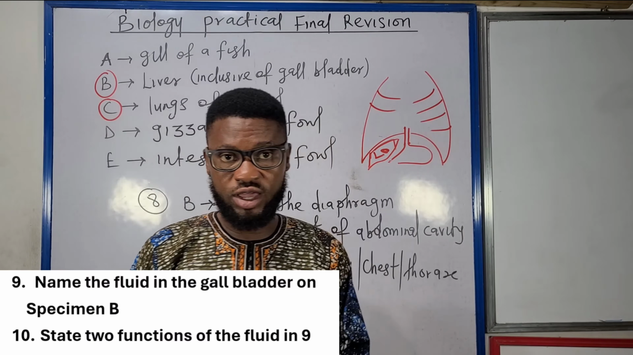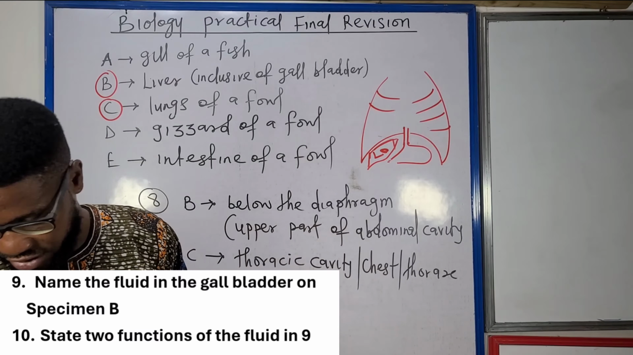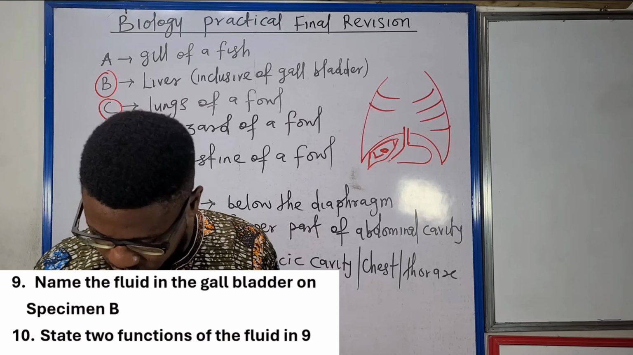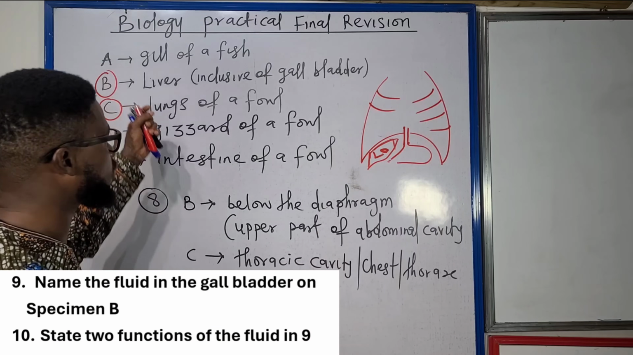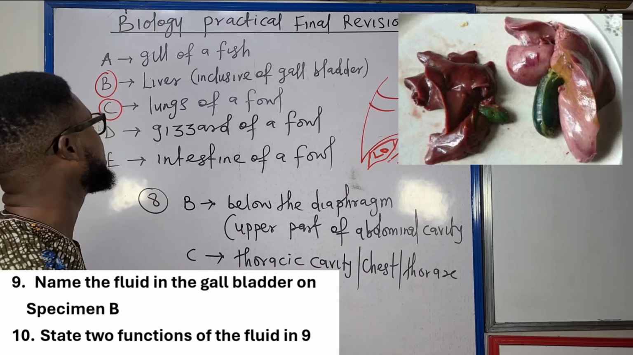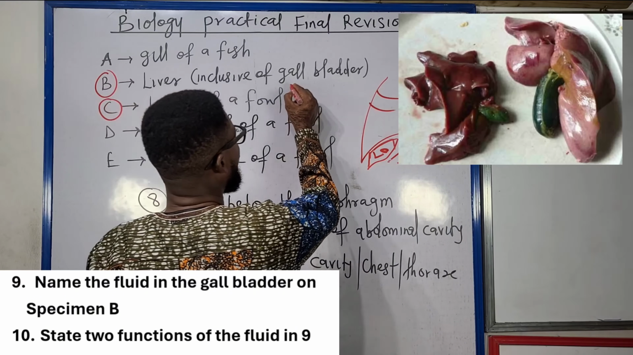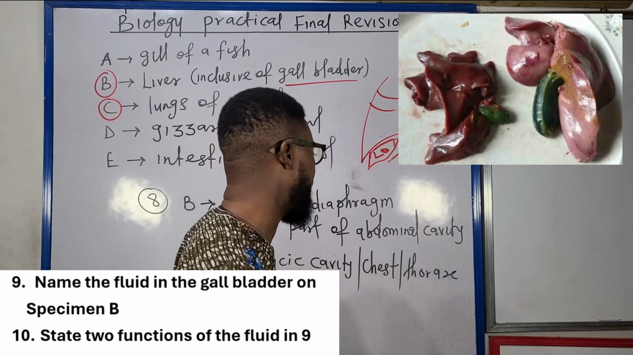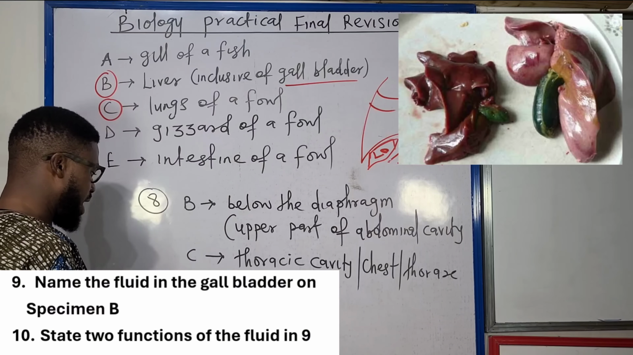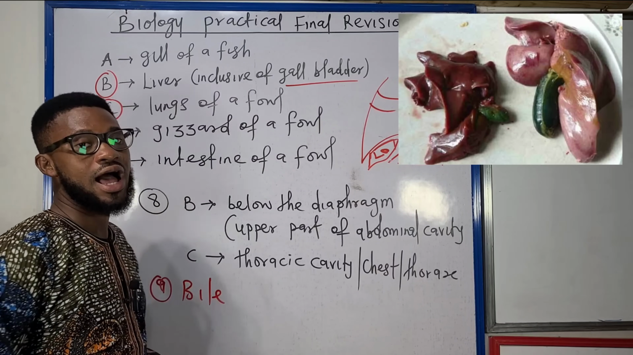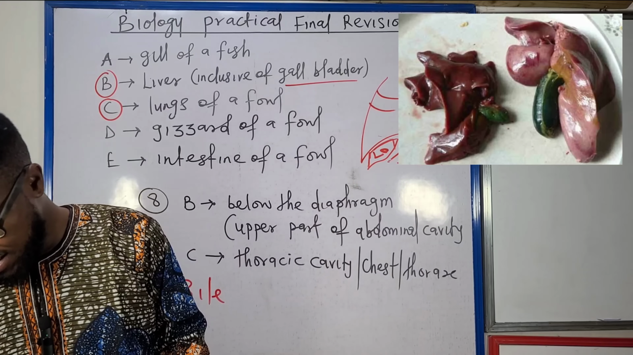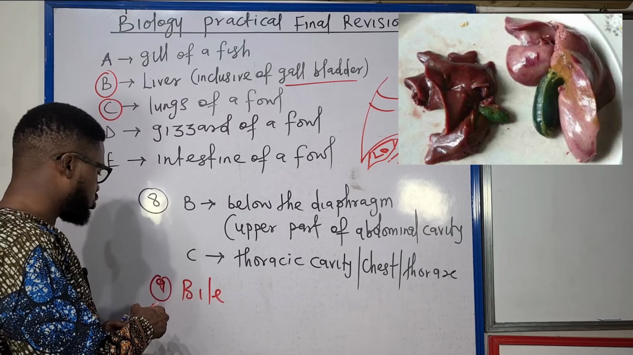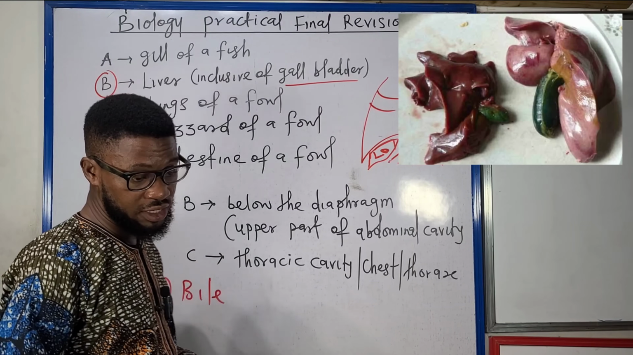So moving on, let's quickly combine question 9 and 10. As you can see on your screen, question 9 says, name the fluid in the gallbladder on specimen B. Specimen B, of course, is the liver. So we're told to name the fluid in the gallbladder. So the fluid in the gallbladder is actually the bile. And in question 10, we were told to state two functions of the fluid in 9. We are told to state two functions of the bile.